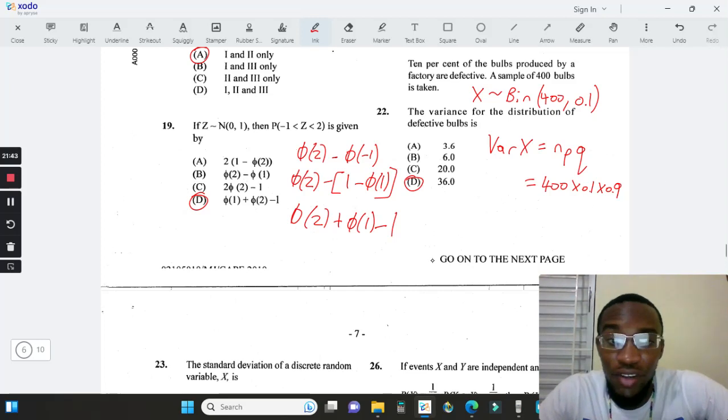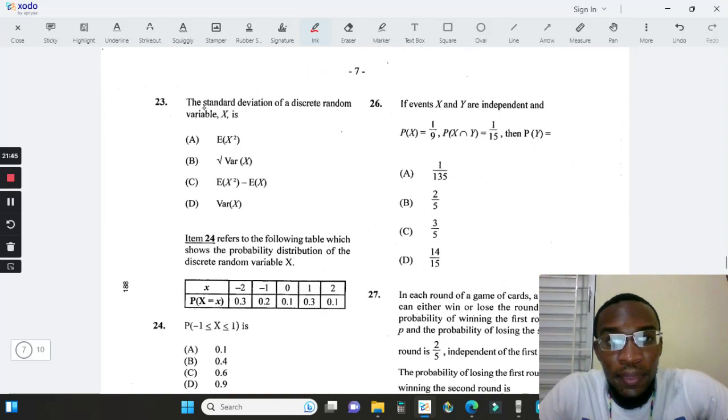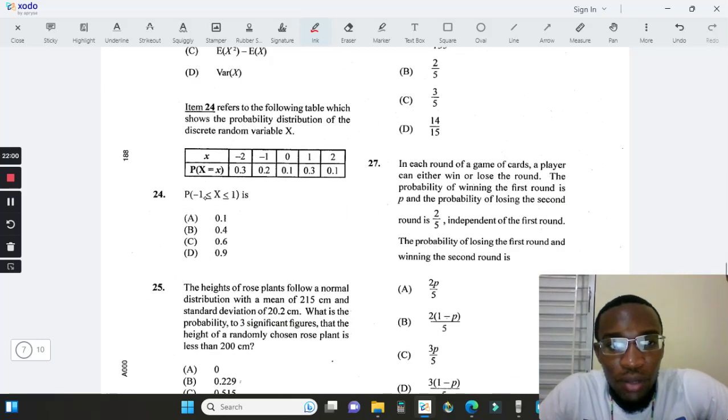Option D. Very easy. Now it says the standard deviation of a discrete random variable. Remember, the standard deviation of X is the square root of var X. That's it, the square root of the variance. Find the probability X is between minus 1 and 1. We're in this region from minus 1 to 1. Add them: 0.2 plus 0.1 plus 0.3, 0.6.